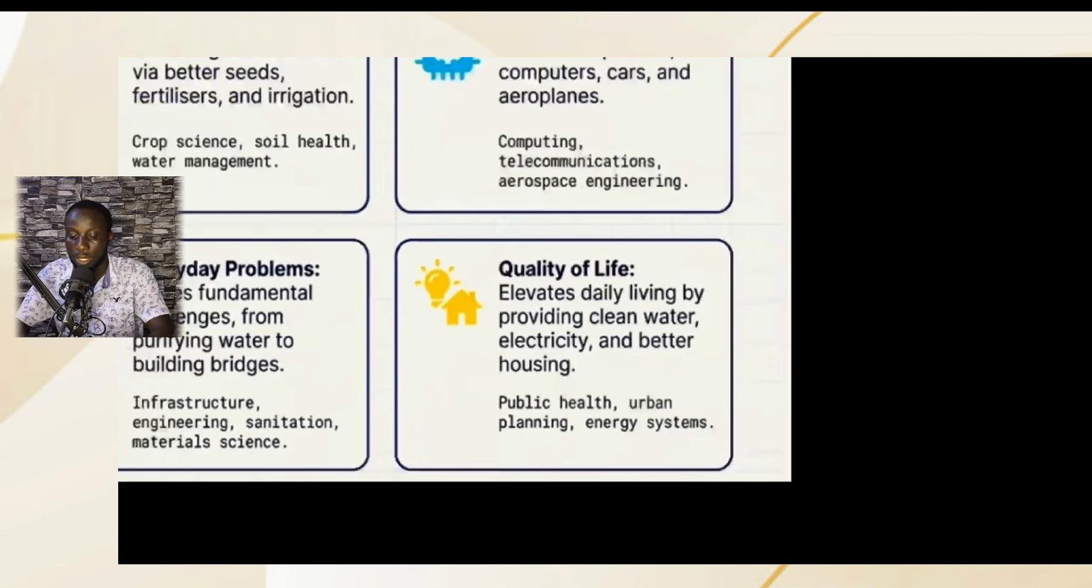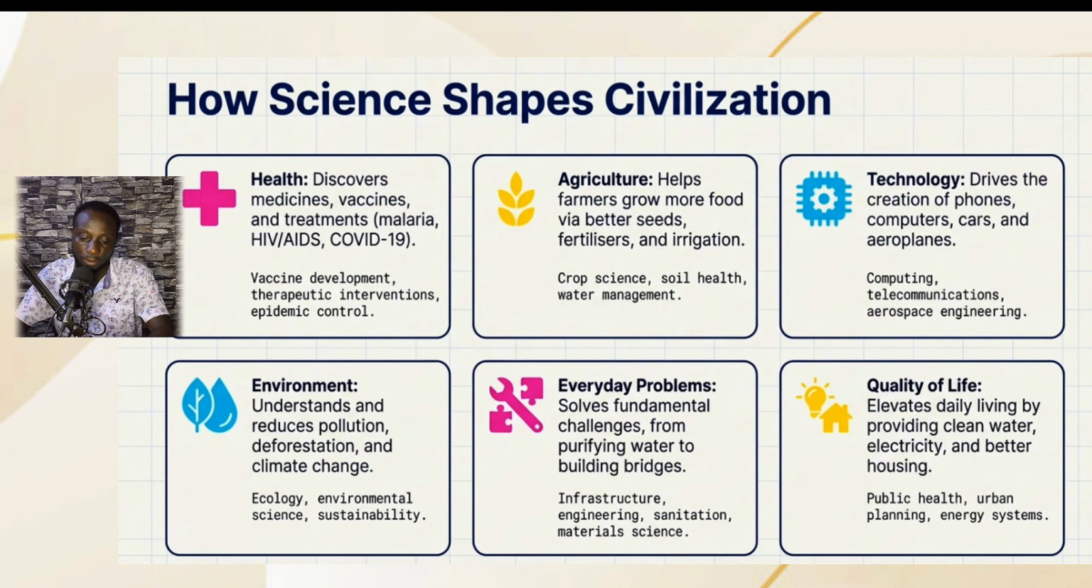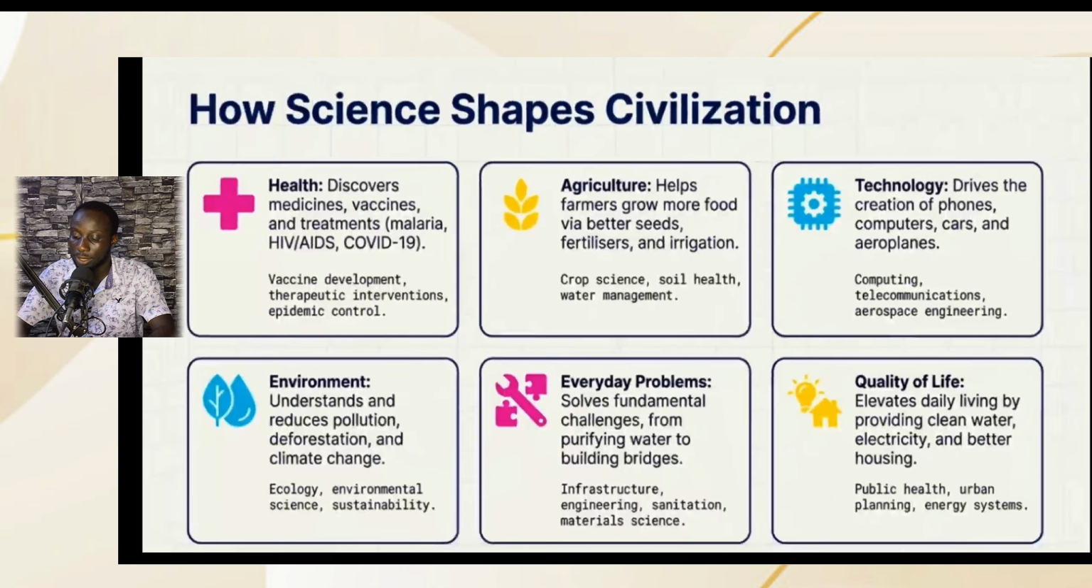All the other stuff, I think five of them: health, agriculture, technology, environment, and solving everyday problems. What you get is peace of mind, living with clean water, which gives you good health, electricity, and better housing, planning, having a whole lot of systems that will help you manage things.